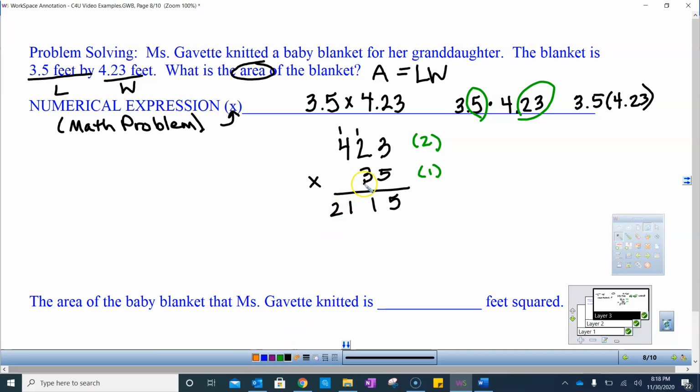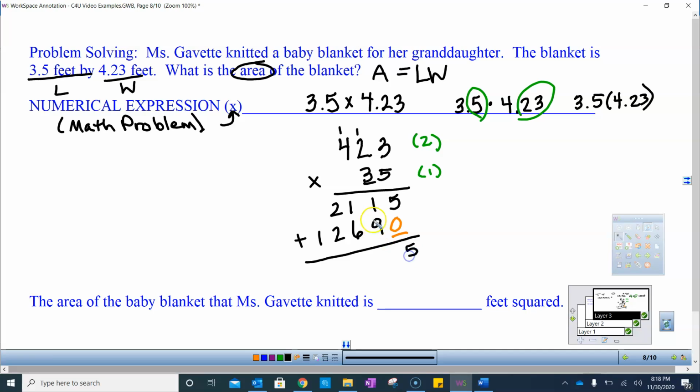Now we've got to multiply by the 3, which is in the tens place. So I'm going to put in a placeholder 0 to make sure I start in the tens place. And I'm multiplying by 3. 3 times 3 is 9. 3 times 2 is 6. 3 times 4 is 12. Now I'm done with my multiplying, got my 2 rows. I'm going to add straight down.